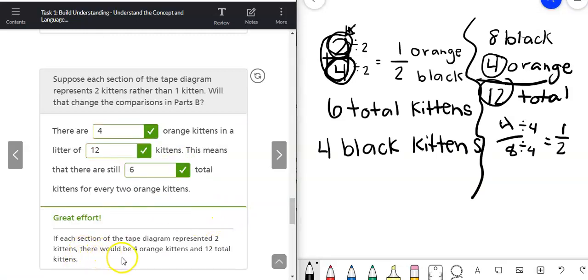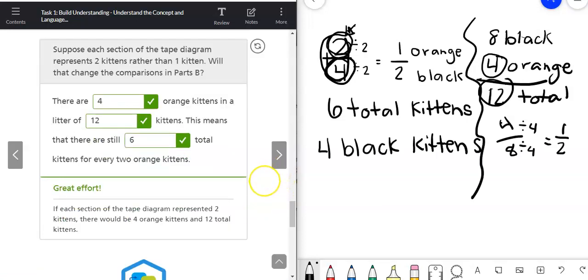So if each section of the tape diagram represented 2 kittens, there would be 4 orange kittens and 12 total kittens.